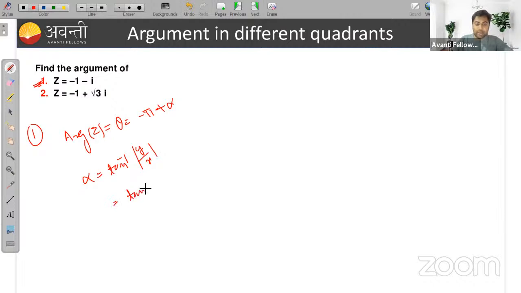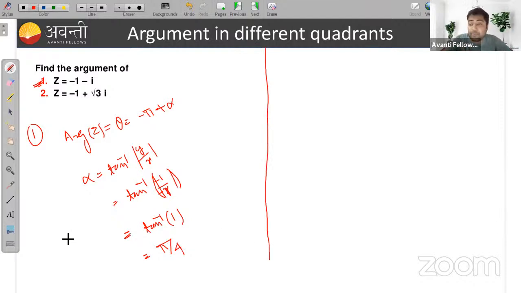Here, tan inverse of minus 1 upon minus 1 in mod is tan inverse of 1. If it is tan inverse of 1, then alpha becomes pi by 4. So for the first question, my alpha becomes pi by 4. Then what is the argument of that complex number? That is minus pi plus pi by 4, which is equal to minus 3 pi by 4. So the argument of the first complex number is minus 3 pi by 4. Is it clear to everyone?